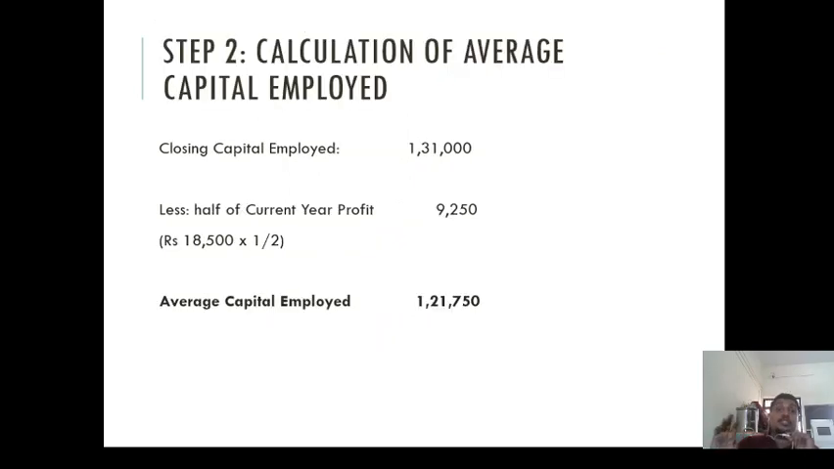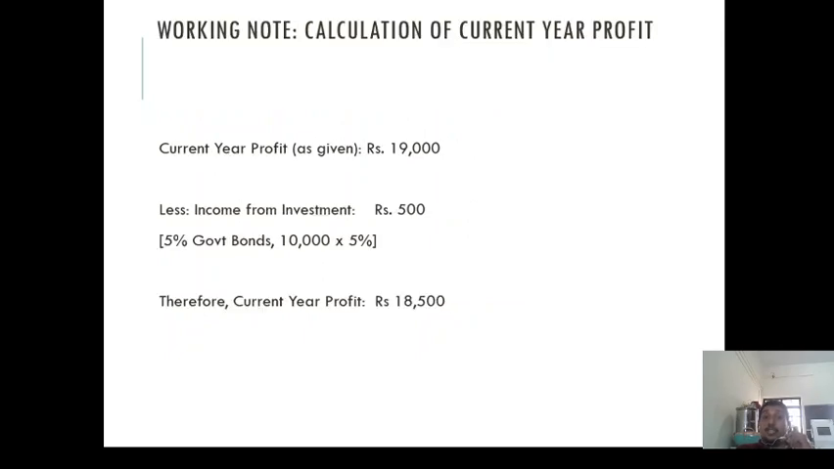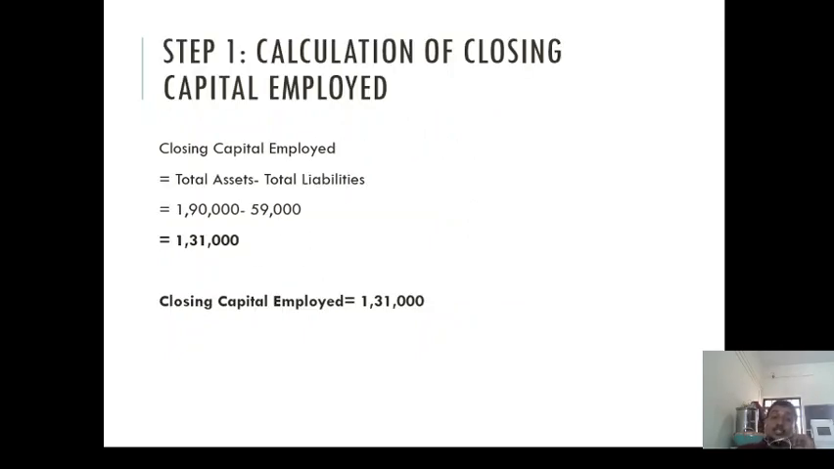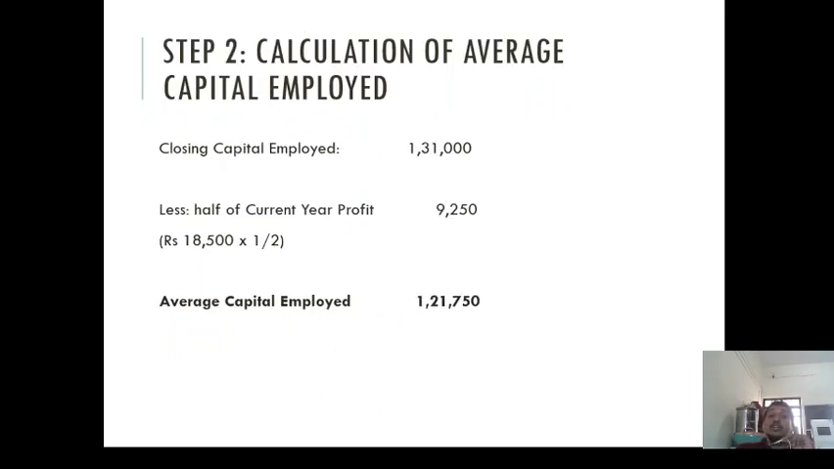Okay. Now we'll go for the second step. Second step is calculation of average capital employed. Closing capital employed, as we have just calculated. What is the answer? Answer for closing capital employed is 1,31,000 rupees. So 1,31,000 is the closing capital. If we want the average capital, less half of current year profit. This is the formula for that, right? Average capital employed is equal to closing capital employed less half of the current year profit. We know this. We have solved the previous problem also in the same way.